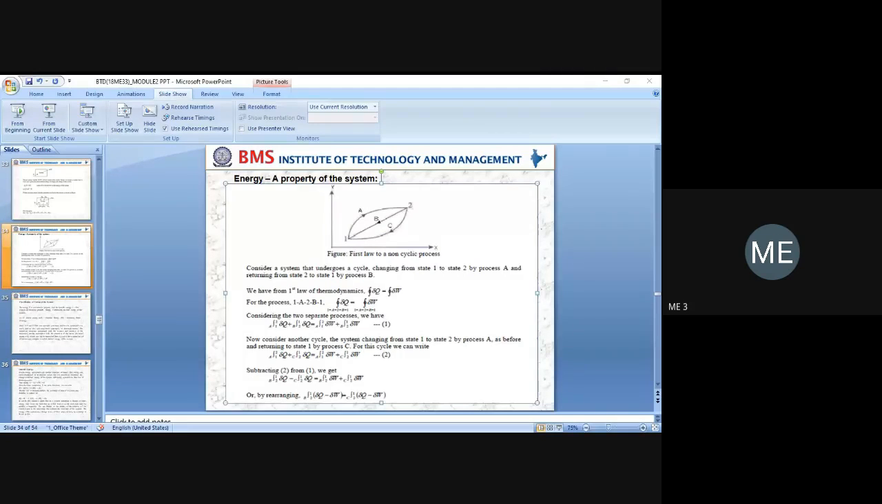You have the second law of thermodynamics and entropy in the third module. Once again, those are the two important chapters in thermodynamics. That's why understanding the internal energy concept is most important. Okay.